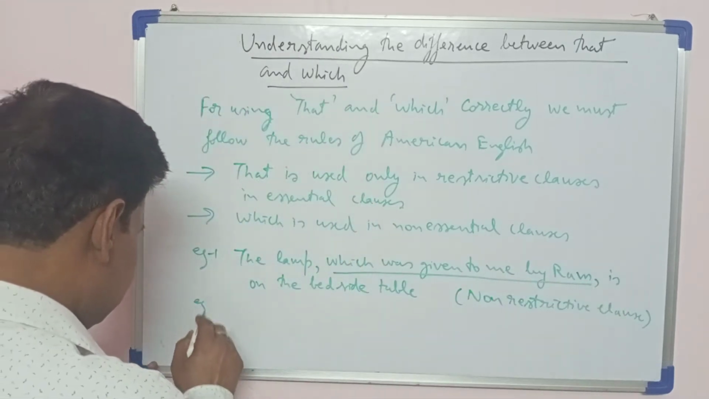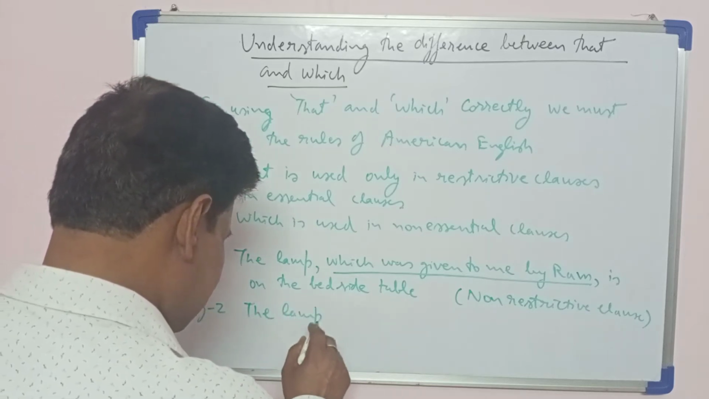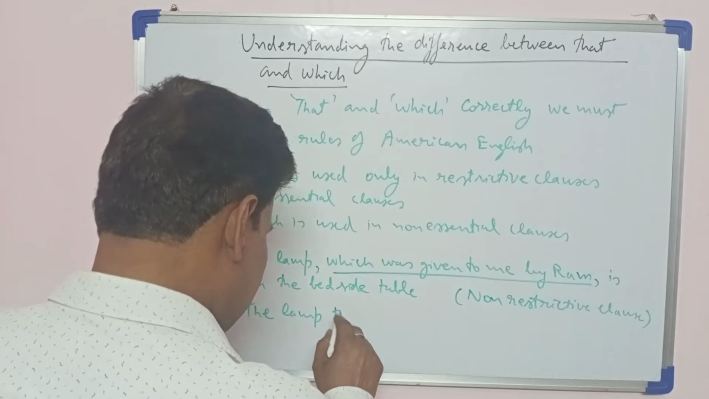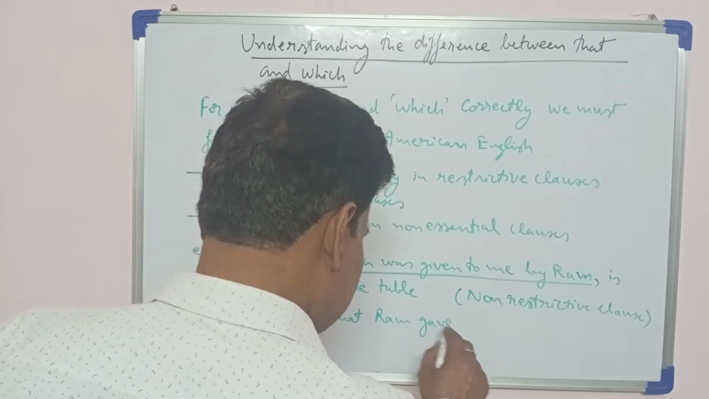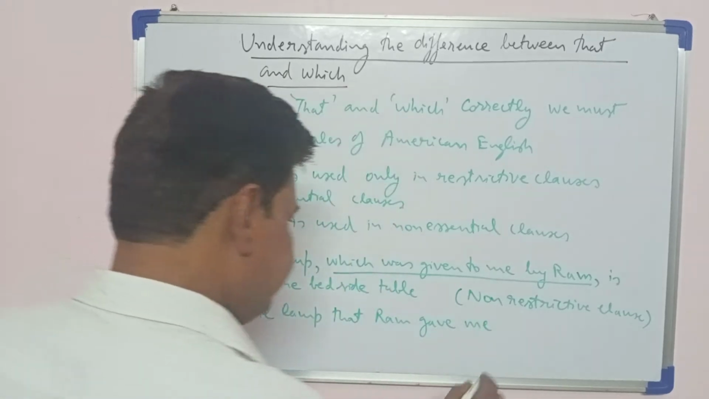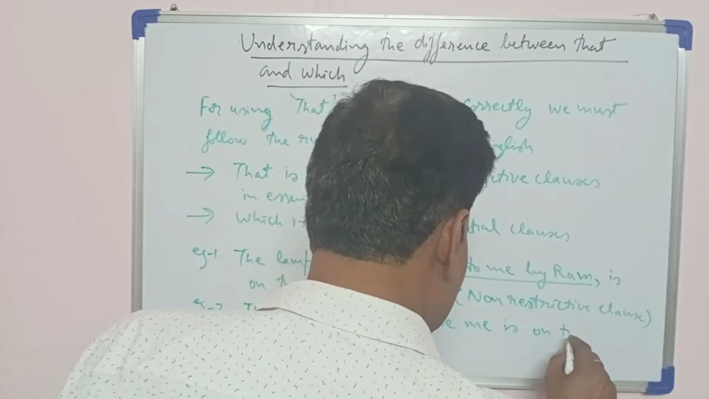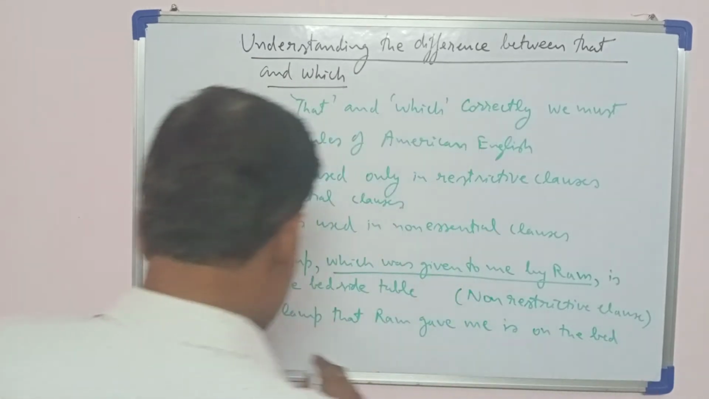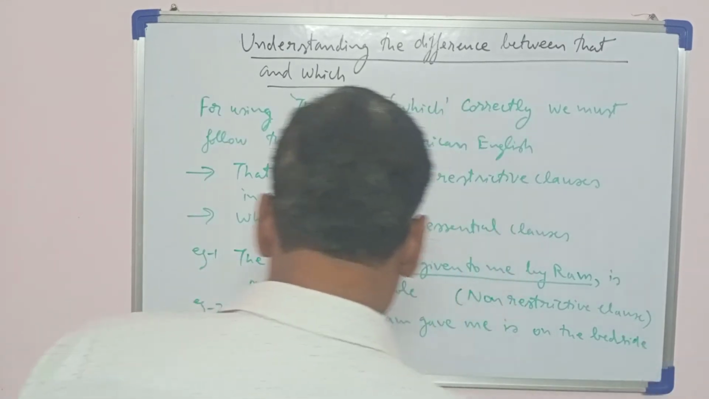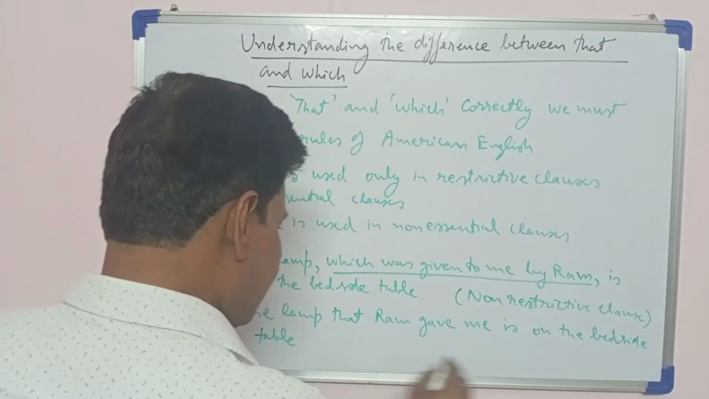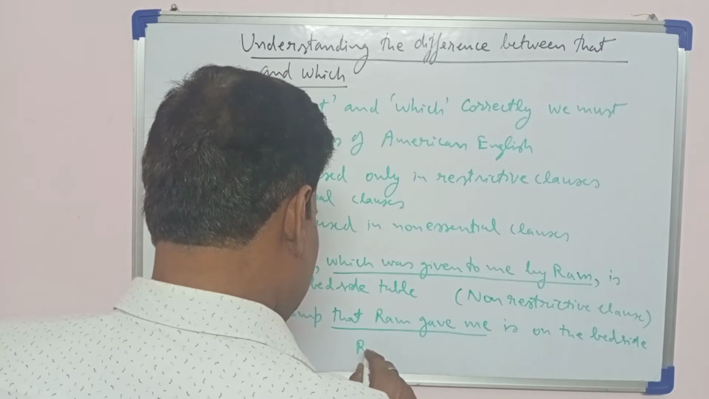See another example. The lamp that Ram gave me is on the bedside table. So here you can see that Ram gave me, this is the restrictive clause.